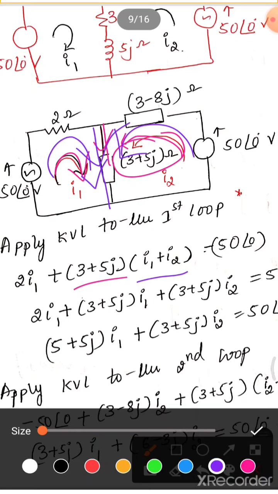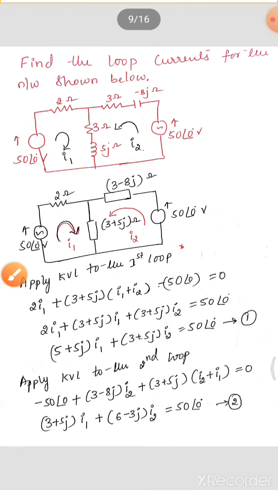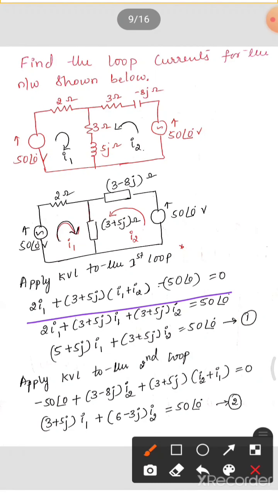This we have discussed in earlier classes also, right? I1 plus I2, and then we'll reach to a minus of 50, so minus 50 at an angle 0, which is equal to 0. Okay, and then simplify this. This is 2 I1 plus (3 plus 5j) I1 plus (3 plus 5j) I2 equal to this. You can send this side, which is 50 at an angle 0.